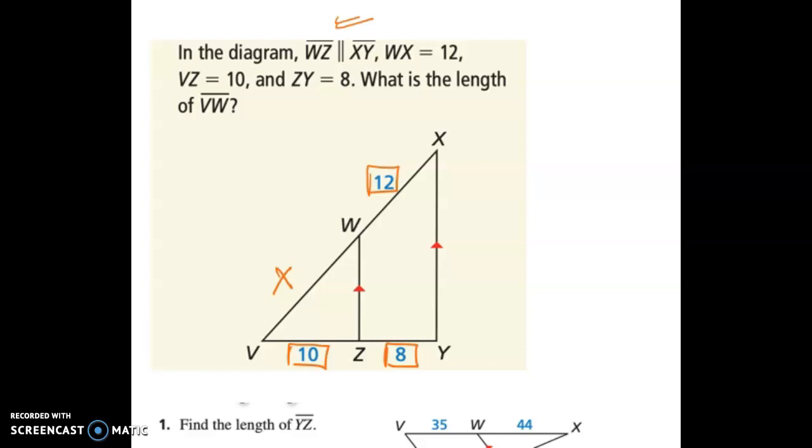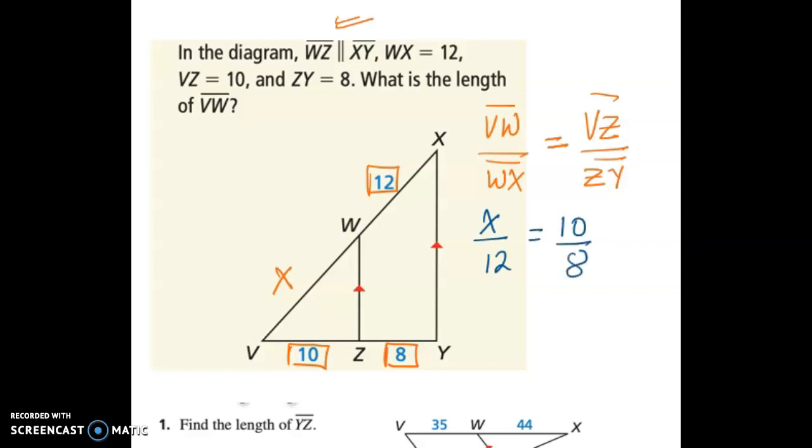I can write my equation in this way. I can say VW over WX will be proportional to VZ over ZY. Now I have my proportionality statement. Let's plug in the values. VW is X, then 12, we have 10 and 8. We can find the value of X by cross multiplication, but before I cross multiply, I would like to solve this 10 over 8. If I simplify 10 over 8, I will get 5/4.